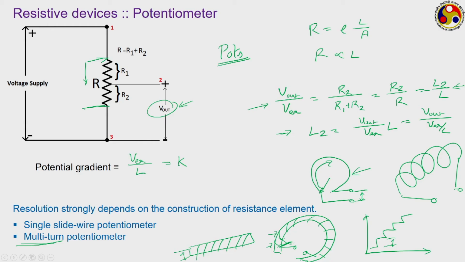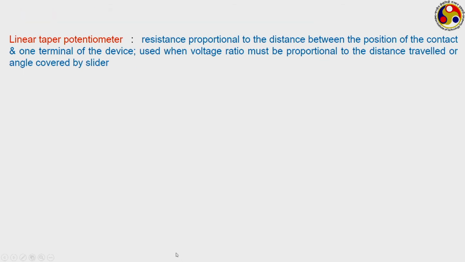So, the potentiometer is the most common instrument for measurement of both linear and angular deflections. Now, a potentiometer can primarily be of two types. One is the linear taper potentiometer, the one that we are talking about, where the resistance is proportional to the distance travelled between the position of the contact and one terminal of the device. When the voltage ratio must be proportional to the distance travelled or angle covered by the slider, we use this.